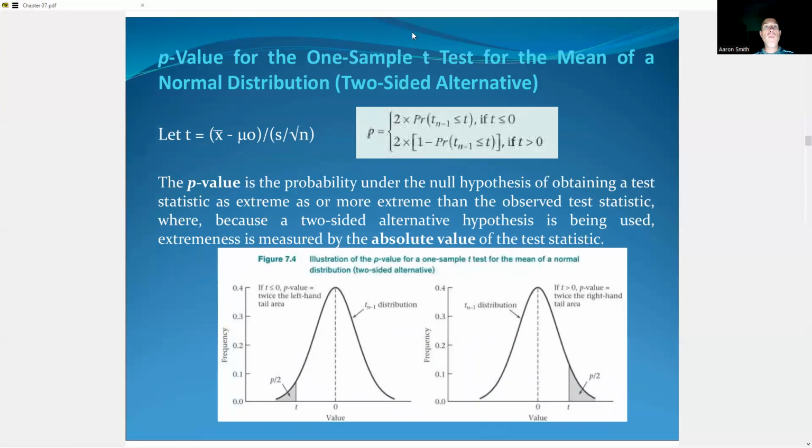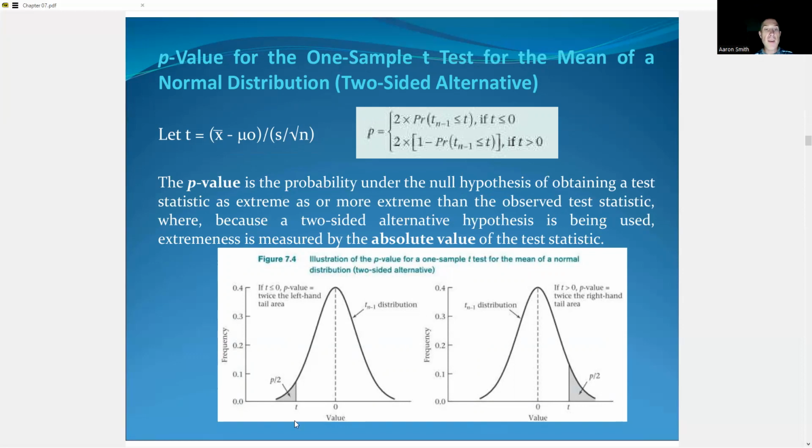All right, so now the p-value for the one sample t-test for the mean of a normal distribution, two-sided test. Here, the p-value is the probability under the null hypothesis of obtaining a test statistic as extreme or more extreme than the observed test statistic, where, because the two-sided alternative is being used, extremeness is measured in absolute values of the test statistic. So when I use the alternative hypothesis of not equal, I've got two sides to worry about.